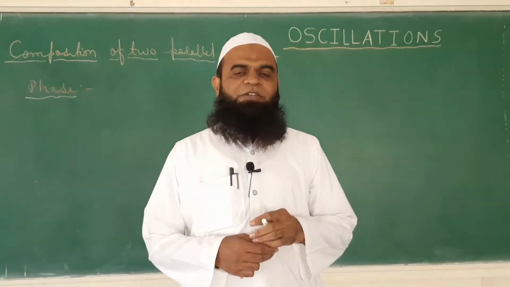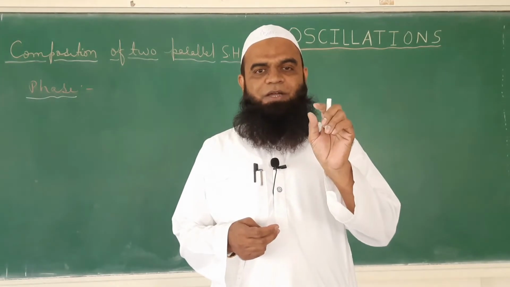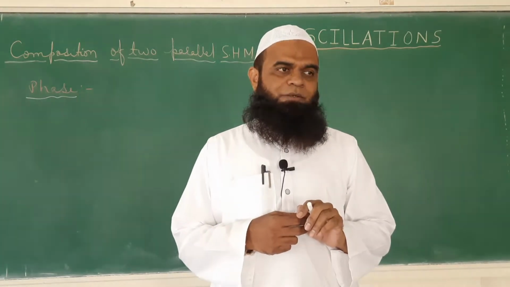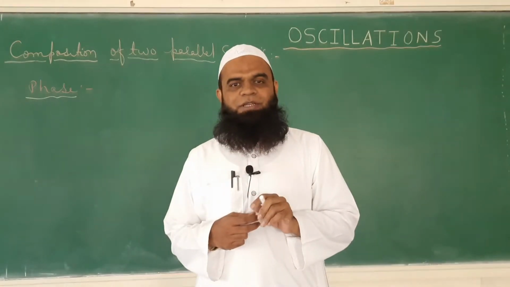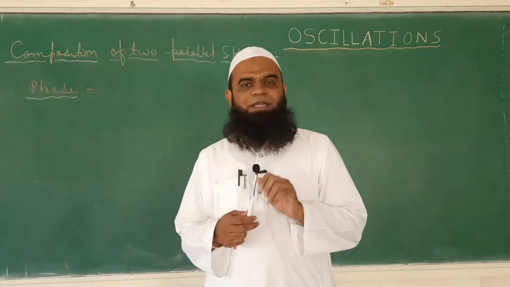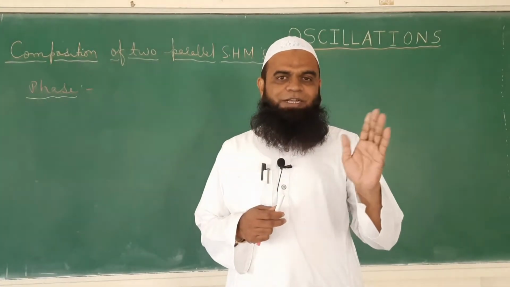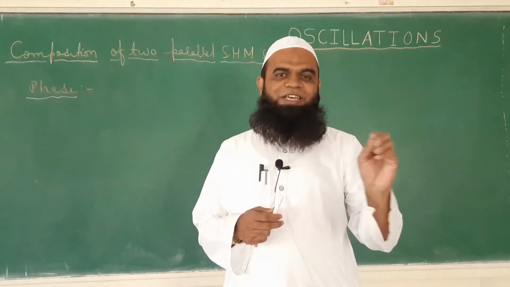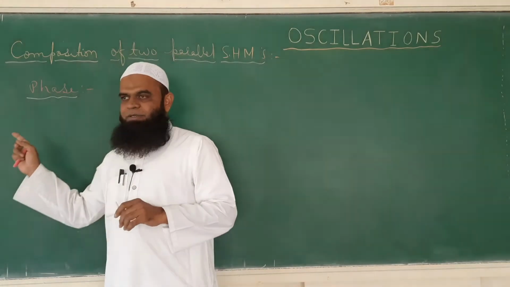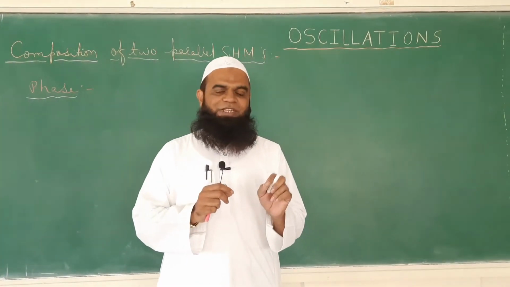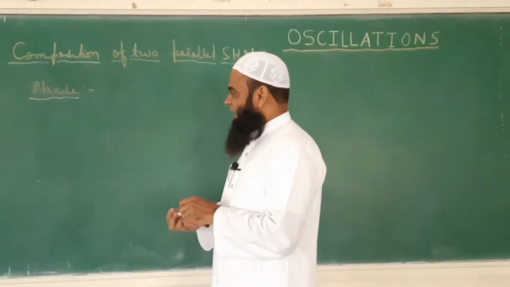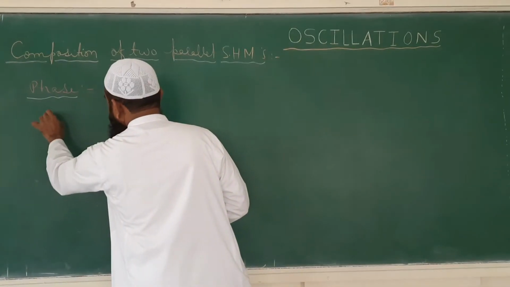Now what is phase? Phase is a quantity which describes the state of oscillation of a particle. In the state of oscillation we are concerned with two things. One is the position of the particle, and second is the direction in which the particle is moving, basically its velocity. So phase in simple harmonic motion is the state of oscillation, and we can describe it with the help of one quantity or one equation.